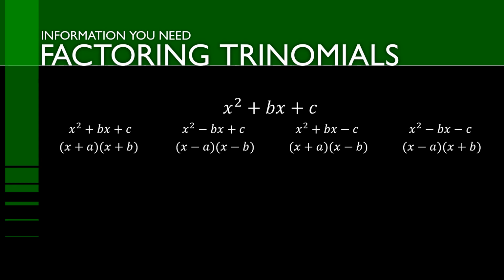Then when we get to the final type, we've got x squared minus bx minus c. Again, that negative tells us we're looking at one positive and one negative. But since we've got a negative in front of the bx term, when we do our factors, the larger number in the pair is going to have the negative sign in front of it, and the smaller number is going to have the positive sign.